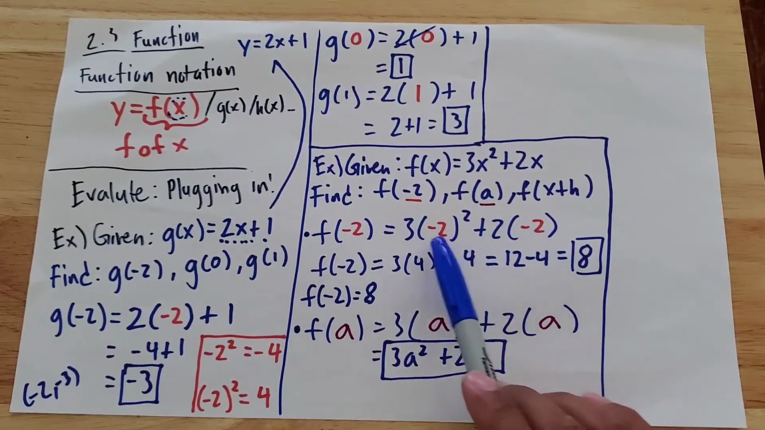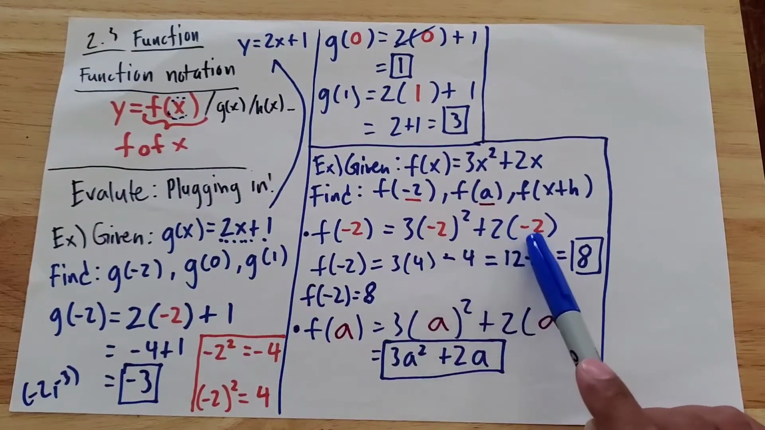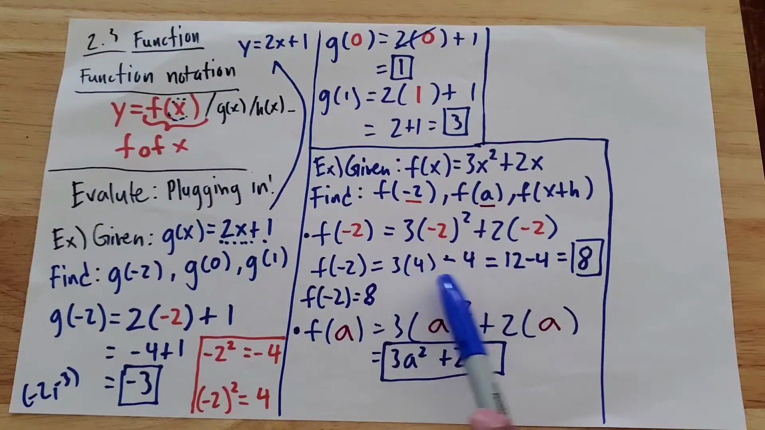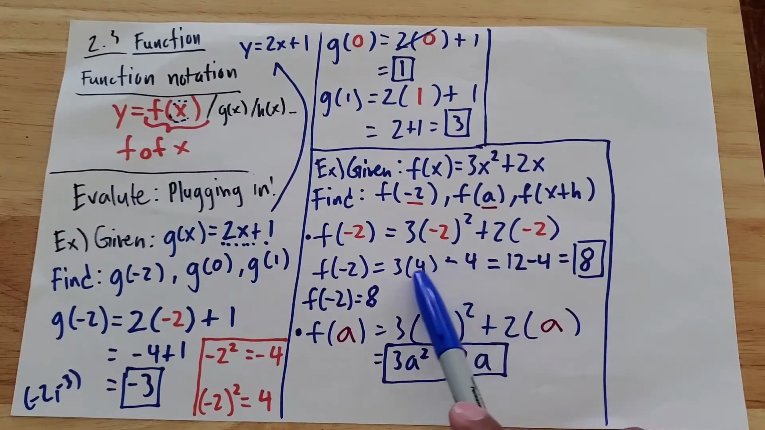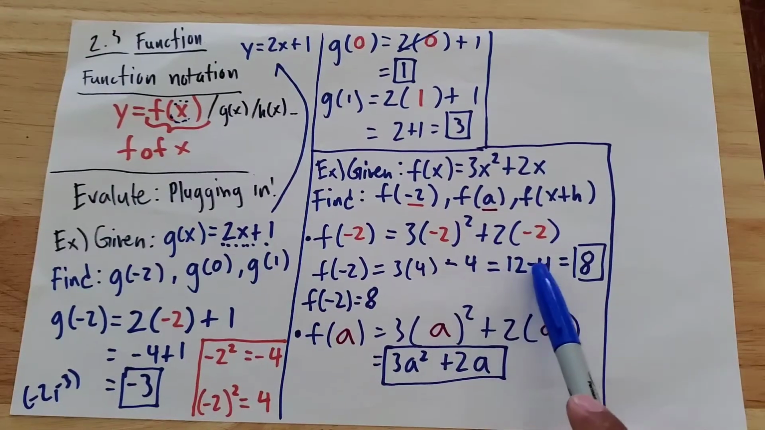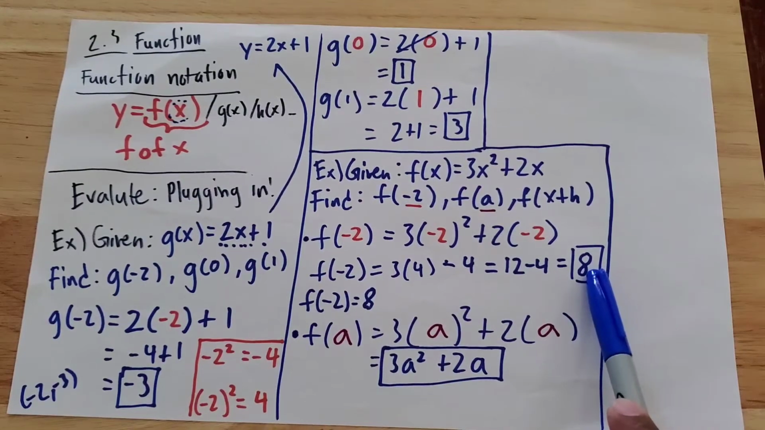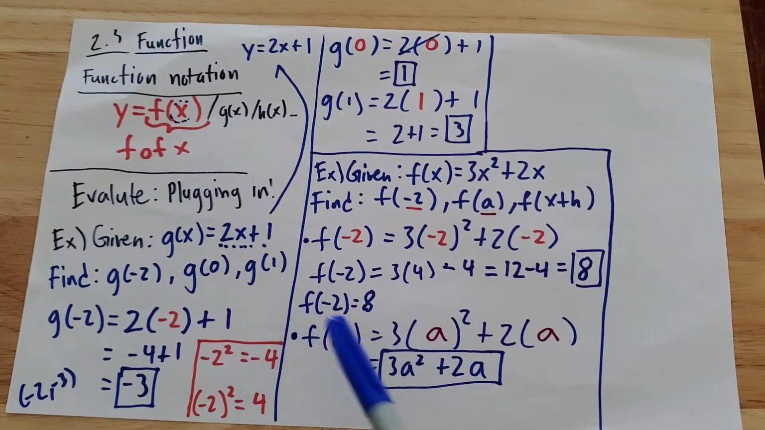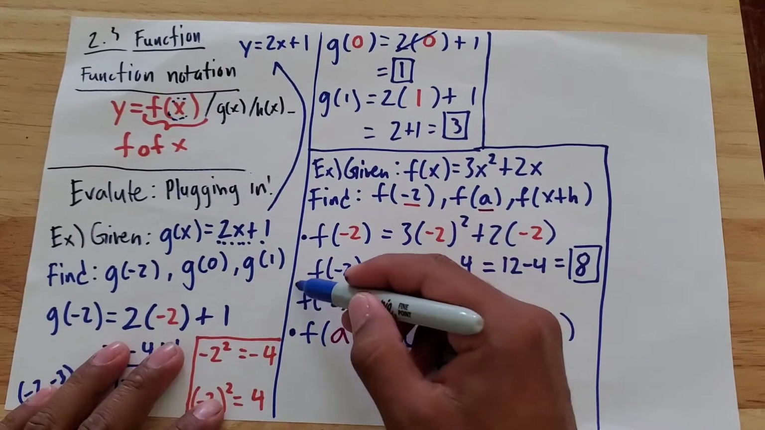But then once you plug it in, we know negative 2 squared gives me 4. 2 times negative 2 gives me negative 4. Now I'm just going to continue simplifying. 3 times 4 is 12, and 12 minus 4 is 8. And there's my answer for this one. Some people like to just box this answer or rewrite it as f of negative 2 is equal to 8. Either one is a perfectly good answer for me.